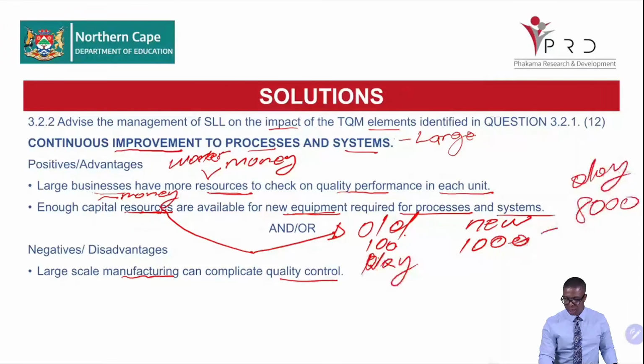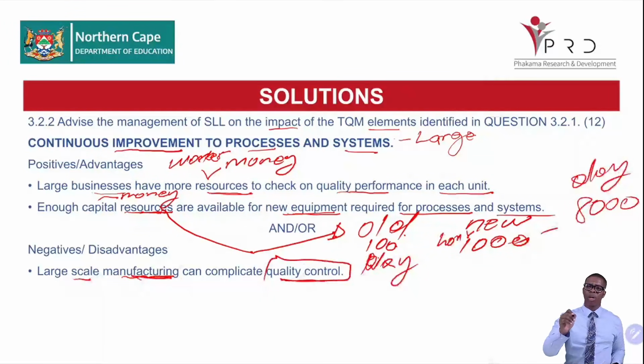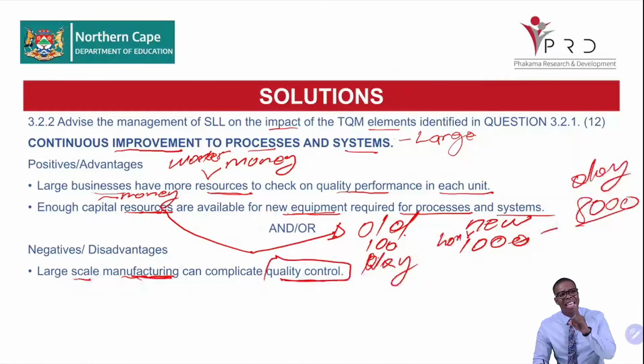So what does that mean? In an hour we will be producing 1,000. We have improved. We are happy with that. But the negative is that large-scale manufacturing can complicate quality control. Grade 12, what do we mean by quality control? Quality control is the inspection of the final product to ensure that it has met the required standards. The business that is producing 8,000 products per day cannot inspect all the products. So it becomes complicated, which becomes a difficulty or a challenge or a negative impact of a large business.